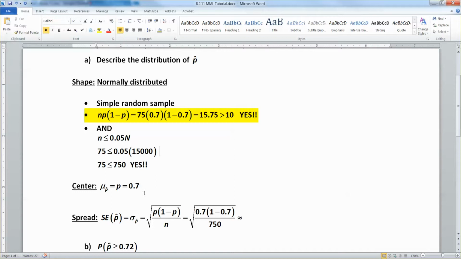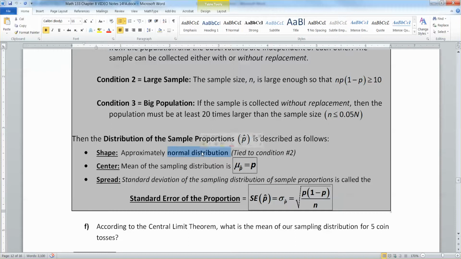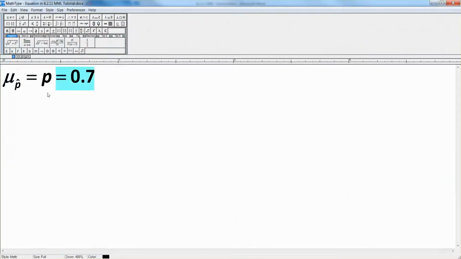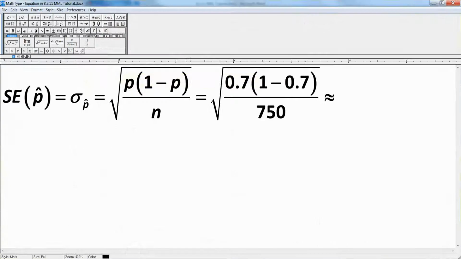All right, now we want to know the center and the spread. According to the central limit theorem, shape, center, spread, so we said normal distribution, the center is the mean, which is p, your population proportion, which in our case was 0.7. So there's the mean, which is 0.7. Then the spread is your standard error. So we're going to have to calculate that.